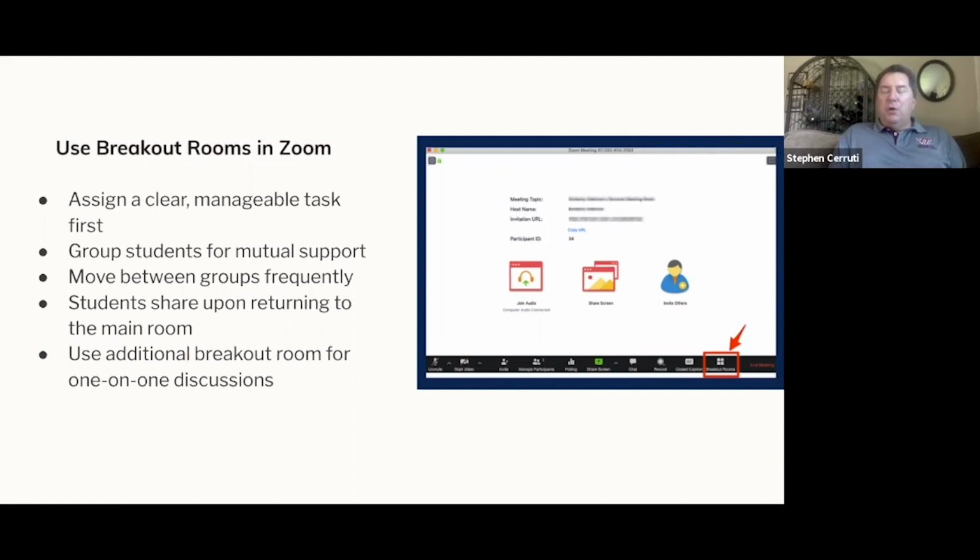I also use one-on-one discussions in breakout rooms. So if I need to discuss a scholar's grades, I can pull them into their own separate breakout room for that discussion. So when I create breakout rooms, I always add a few extra breakout rooms, a few carols for students who may want to work on their own that day, and also one for my office.